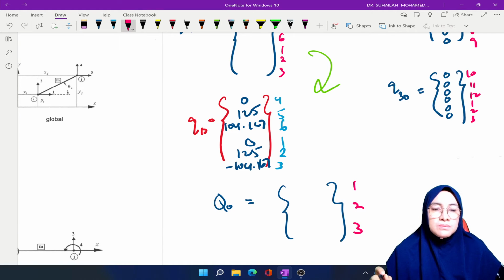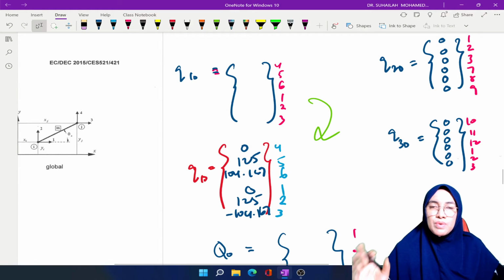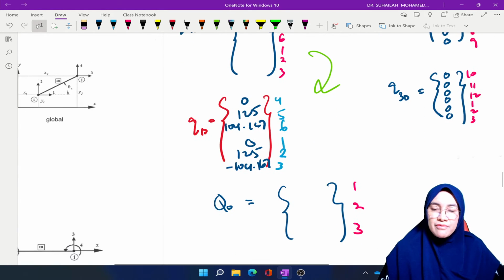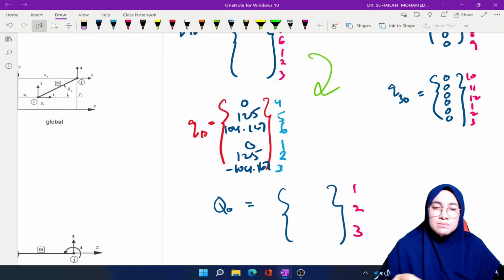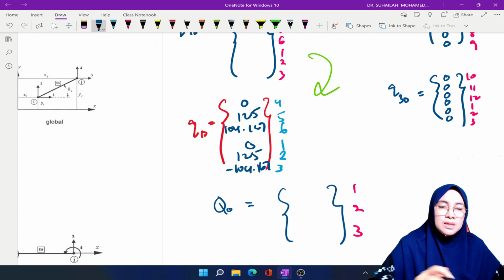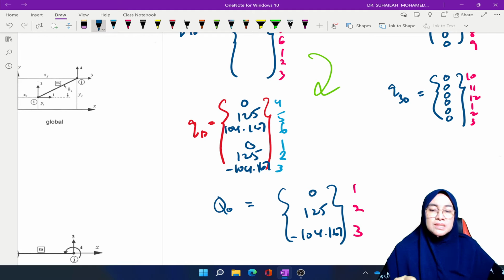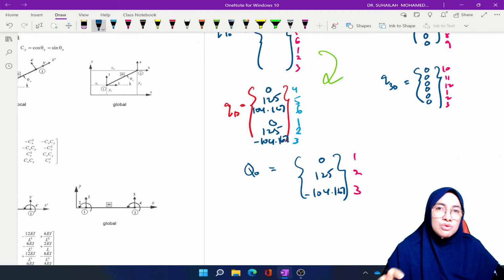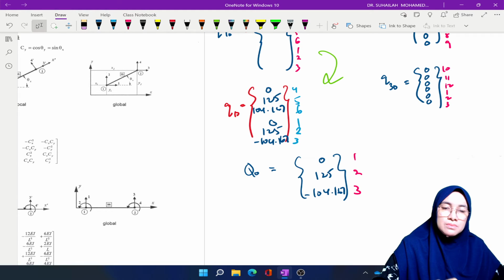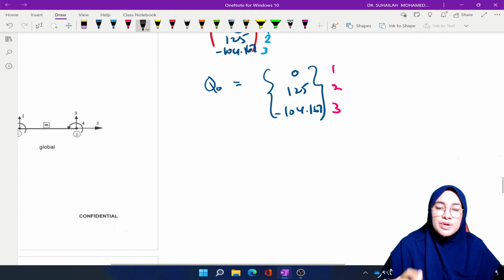So, from Q1 naught, Q2 naught, and Q3 naught, we have this. This is actually 0, 125, and negative 104.167. So all this we will substitute into the stiffness equation. Okay, the stiffness equation is Q is equal to KD plus Q naught.